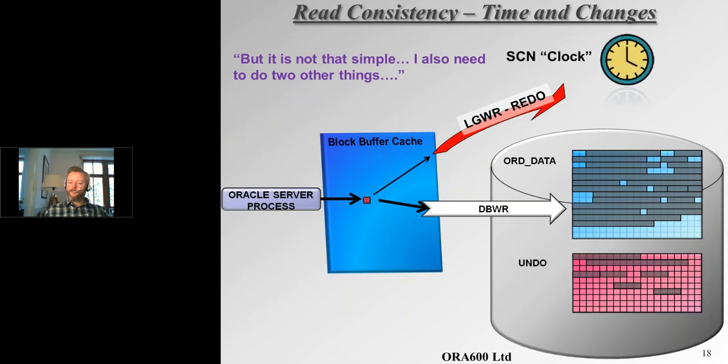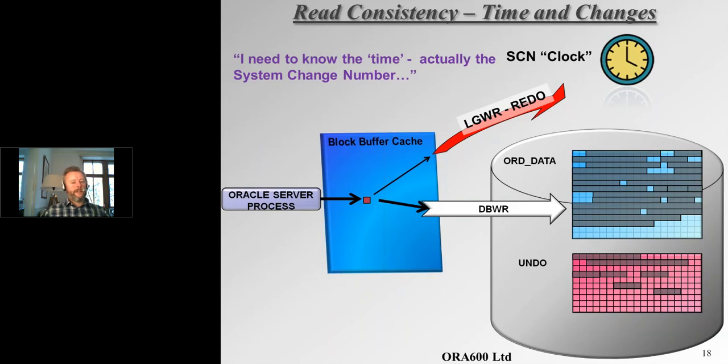There's 2 other things. There's this thing called the SCN clock, which is up here, and there's the undo table space. Now, when that record is changed, this Oracle server process checks what the SCN number is. SCN is system change number. Every time you change something in the database, the SCN ticks up by 1. So you can think of it as every time you change a record. It's not quite as simple as that in reality, but you can think of it as every time you change a record, the SCN ticks up by 1.